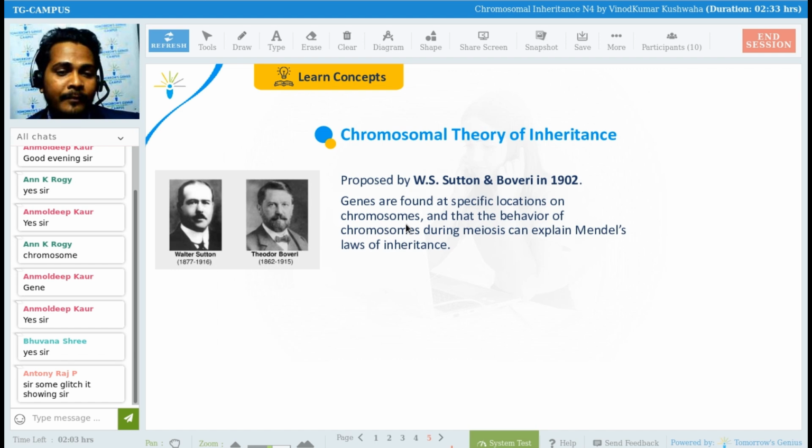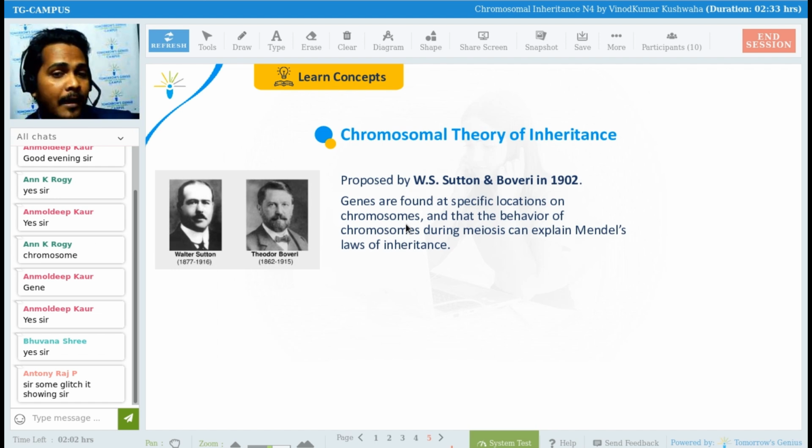So when we compile this, Sutton and Boveri independently proposed the chromosomal theory of inheritance. Please keep in mind that Sutton and Boveri both independently proposed this chromosomal theory of inheritance. So genes are found at a specific location.